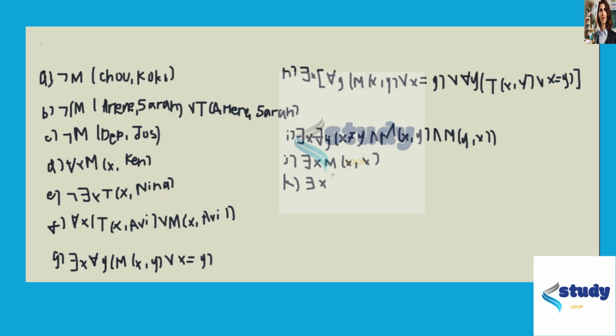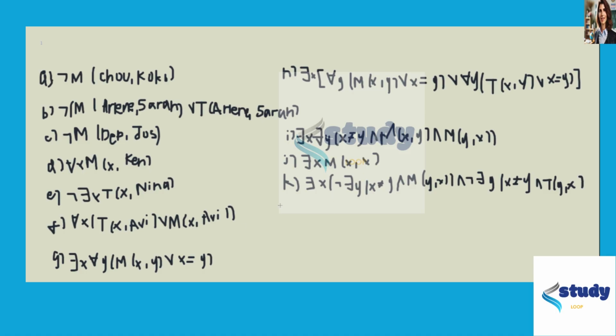For K, anyone else is equivalent to there exists a person beside himself. So we use our existential, not existential y, x is not equivalent to y, and M(y, x), and not existential for y, x is not equivalent to y, and T(y, x).